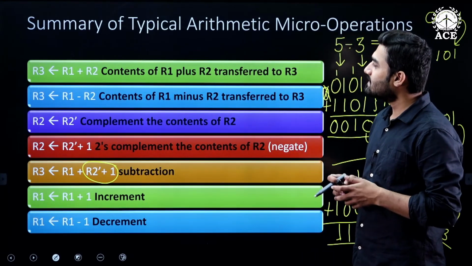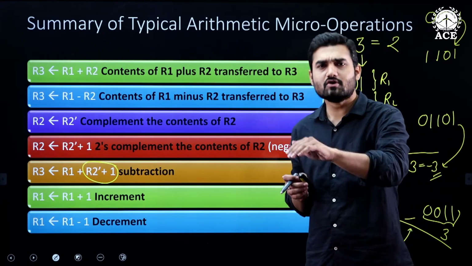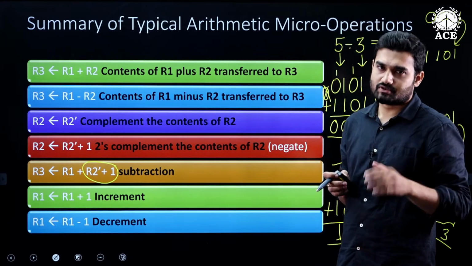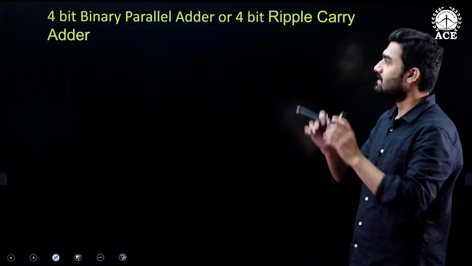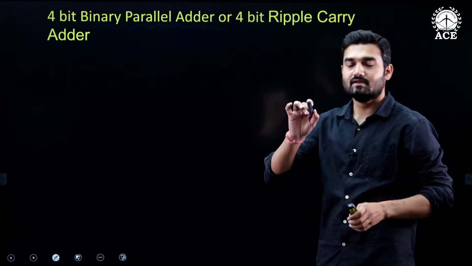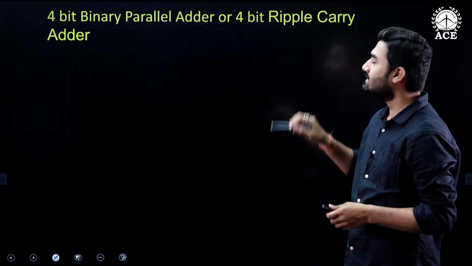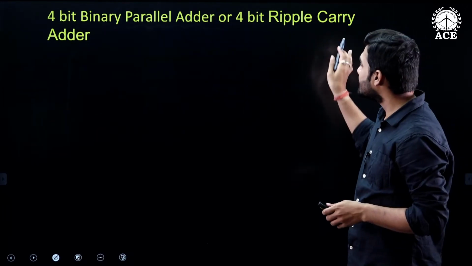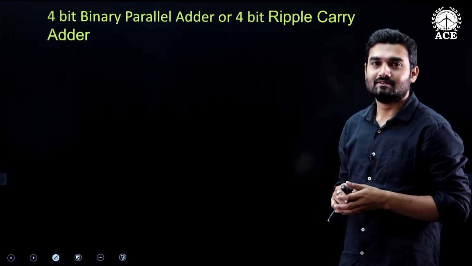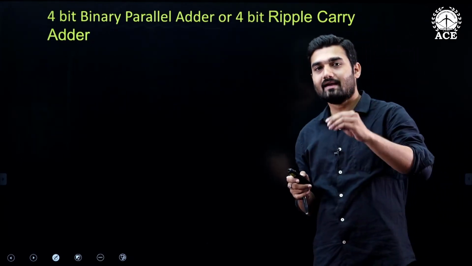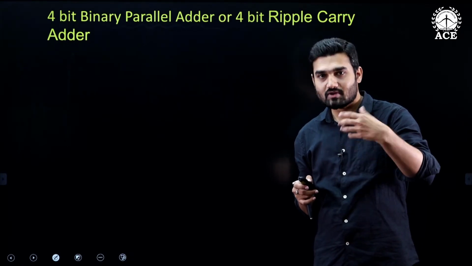But there are some popular questions inside the micro operations. Can you design a 4-bit binary parallel adder? That is also known as a 4-bit ripple carry adder. Can you design that adder? How to add 4-bit numbers? That means we are going to study the addition micro operation.